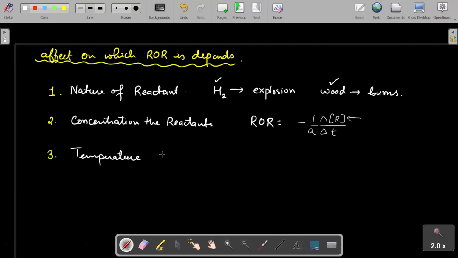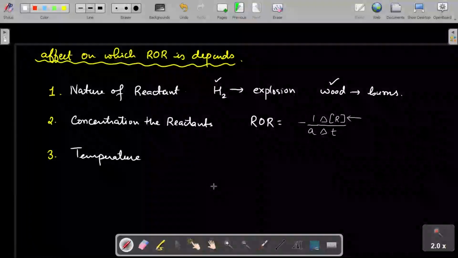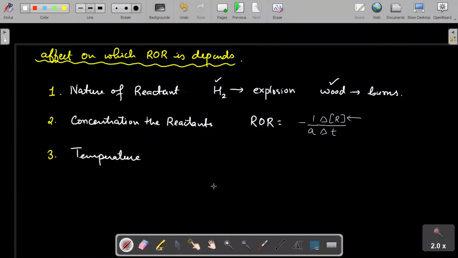Simple exercise you can say: suppose you have a potato and you have to cook the food. You simply can't keep the potato in the water and just wait for it to get cooked. No, you have to give the temperature. In many chemical reactions, we have to give the temperature so that the rate of reaction becomes faster. Okay, so temperature. Then we have the fourth point, catalyst.